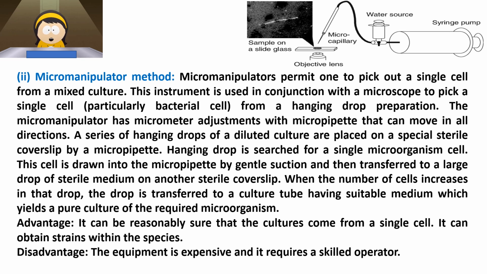This cell is drawn into the micropipette by gentle suction and then transferred to a large drop of sterile medium on another sterile coverslip. When the number of cells increases in that drop, the drop is transferred to a culture tube having suitable medium which yields a pure culture of the required microorganism.